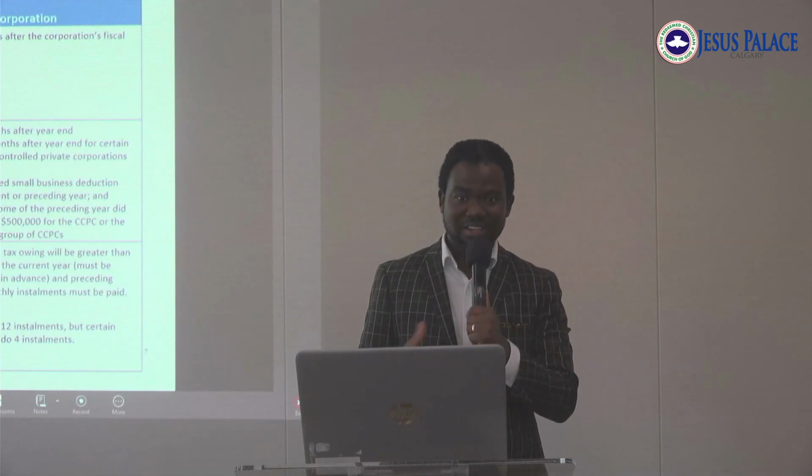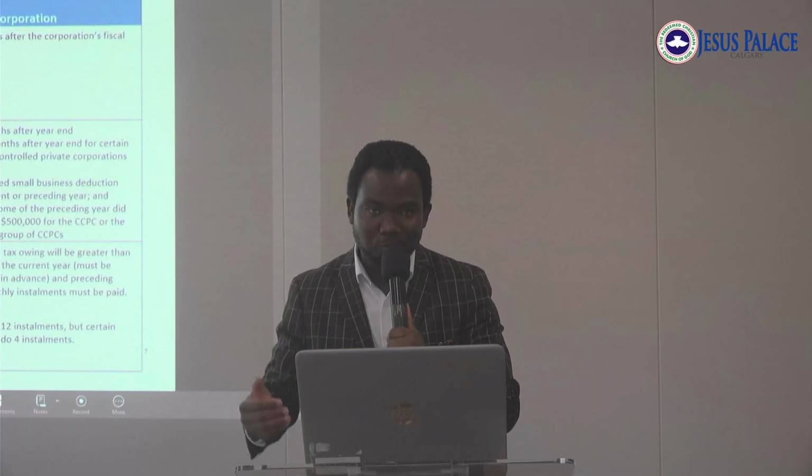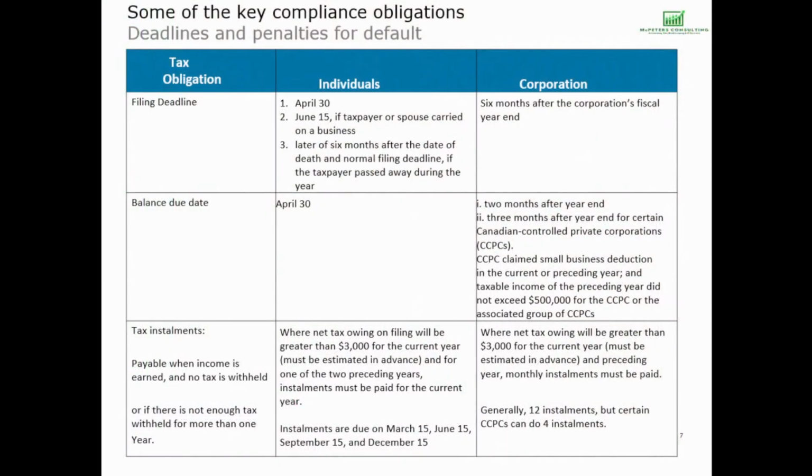So if you are in business, by June 15th of every year, you are supposed to file your taxes. June 15th. Even though by April 30th, you are still supposed to make payments. But by June 15th, you have to file your taxes. Then for people that have corporations, incorporated companies, the limited, something Inc, you know what I'm talking about. For people that have incorporated companies, we have to file our taxes within 6 months after our corporation year end. So if our corporation year end is in December, then before June of the following year, we're expected to have filed our taxes, right?